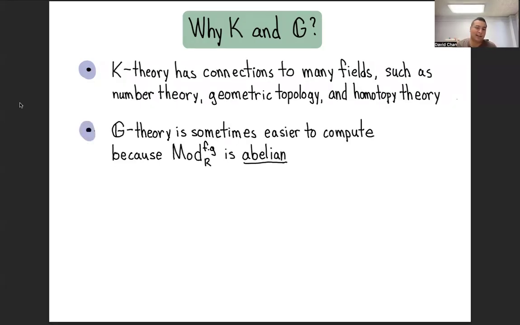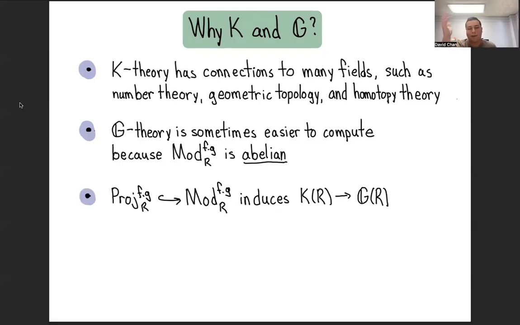sometimes G theory is actually easier to compute in certain cases. And maybe one reason to think that G theory is easier to compute is because the thing that you're feeding into it is actually an abelian category. So here and throughout, I'm going to assume all my rings are Noetherian. And because this is an abelian category, you can run certain theorems which make certain computations easier, and this is going to be something which comes back later in the talk.